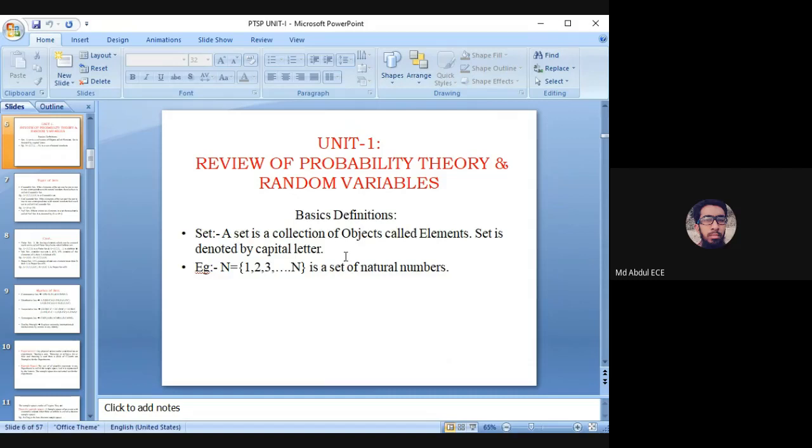A set is a collection of objects called elements. A set is always denoted by a capital letter, and here we have an example. Capital N is equal to a set that consists of, here, the set of natural numbers 1, 2, 3, and so on up to n. So this is the basic definition of a set.